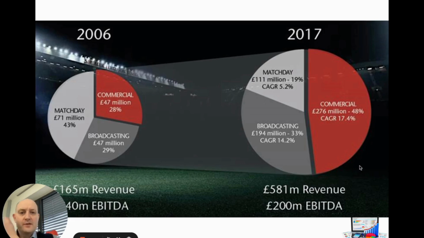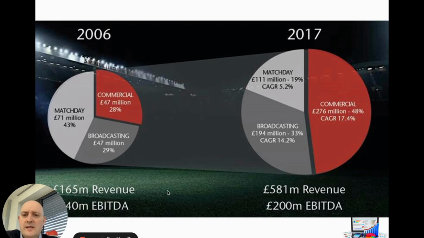If we look at a football club, this is Manchester United. I think this is quite interesting. Firstly, you can see between 2006 and 2017, their revenue increased from 165 million up to 581 million. They more than tripled their revenue over an 11-year period, which is pretty remarkable and shows how football has really grown as a business in this time period.